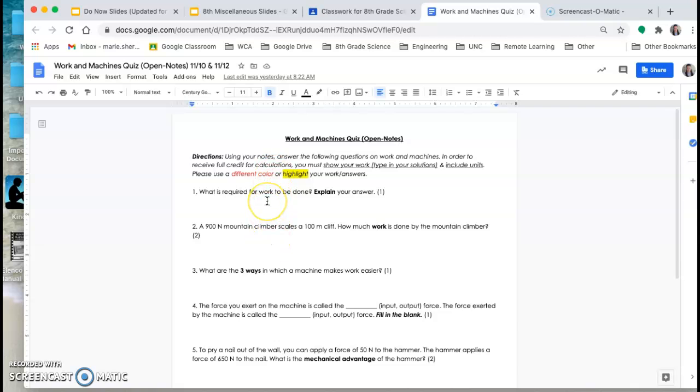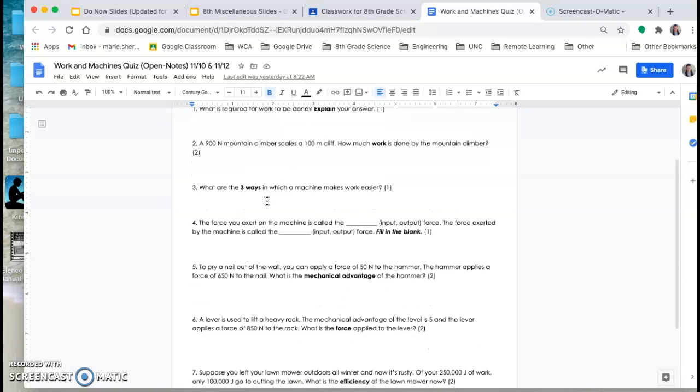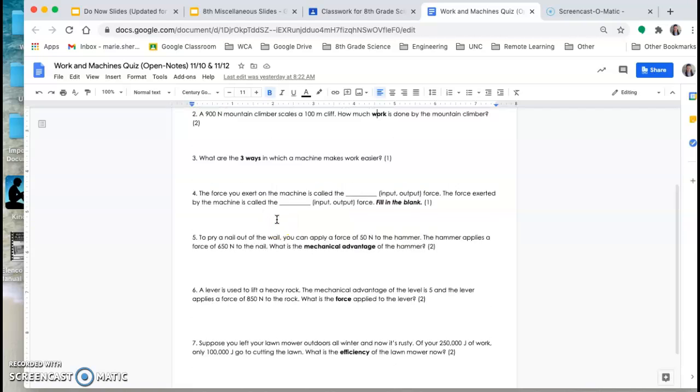Otherwise, if you guys can use a different color or highlight your answers, that would be great. It just makes it a little bit easier for me to grade.